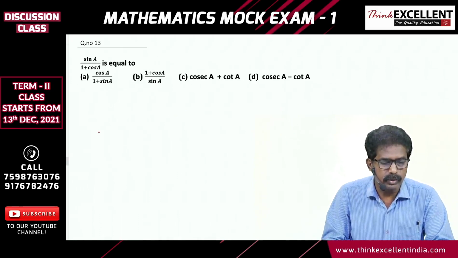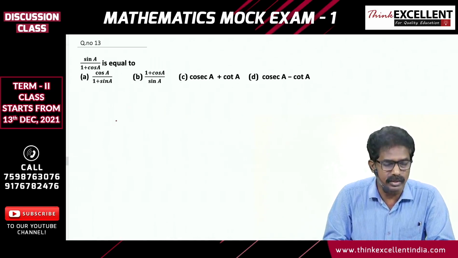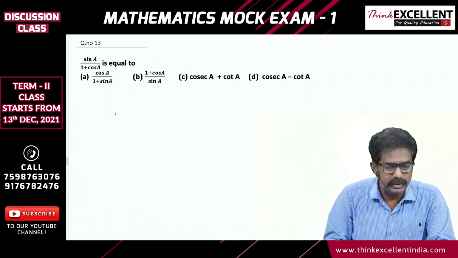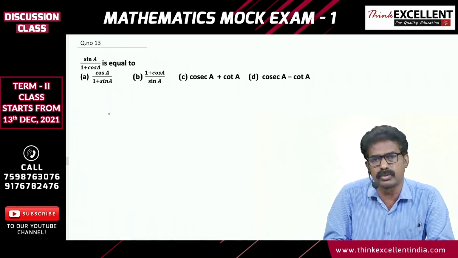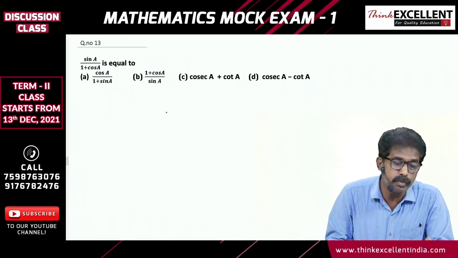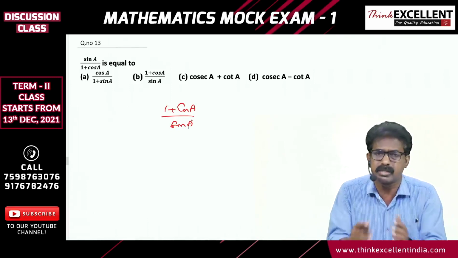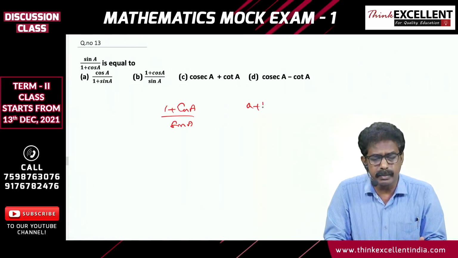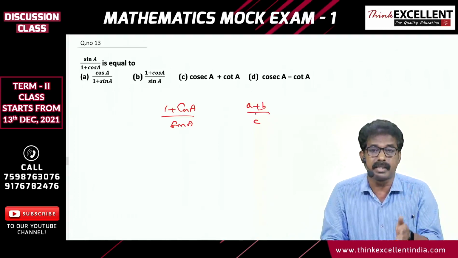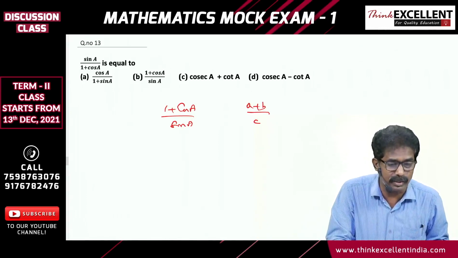Now let's move on to question number 13. One question in trigonometry. Sin A by 1 plus cos A equal to. Suppose if the numerator is 1 plus cos A by sin A, suppose the question is like this, you know, you can split into 2. A plus B by C, you can split into A by C plus B by C. But here you cannot split, right?